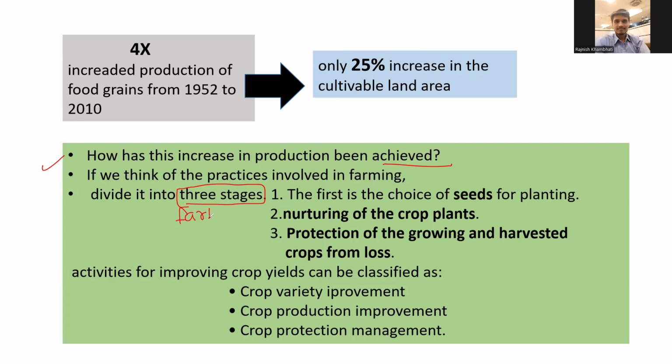Farming. Let me write here. It means if you are a farmer and you want to do farming, how do you have to do the farming? You have to follow these steps. Number 1, the first step is the choice of seeds. You have to choose good quality seeds, because if the seeds are not good, the plants and the crops will not be good. The second step is, after germinating the seeds, nurturing of the crop plants. You have to nurture the crop, take care of that crop.